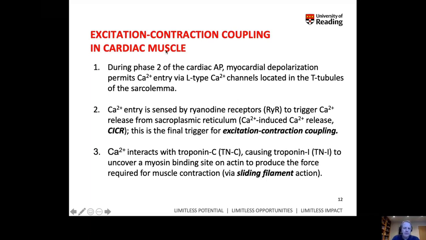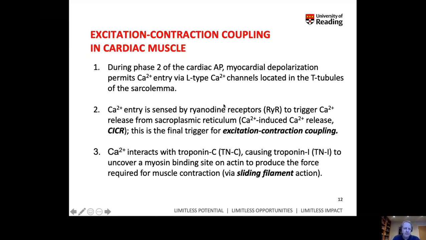So we talked about phase 2 of the cardiac action potential. This is when depolarization of the myocardium allows voltage-dependent L-type calcium channels to open and sodium to come in. Calcium to come in. Again, everything's triggered by calcium.